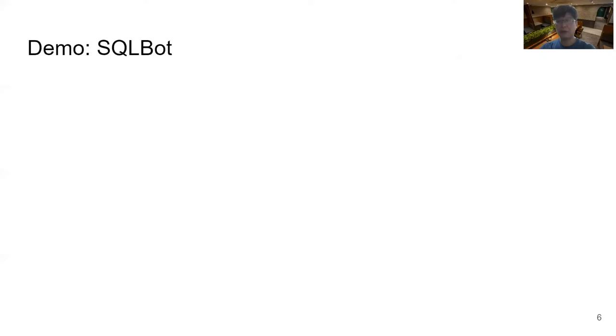Now, Hyuk-kyu, one of my PhD students, is going to demonstrate SQLbot, a special chatbot for enabling exploration with relational databases.